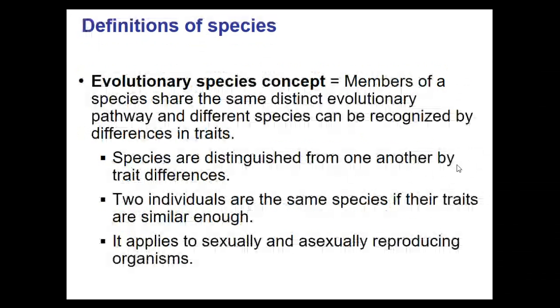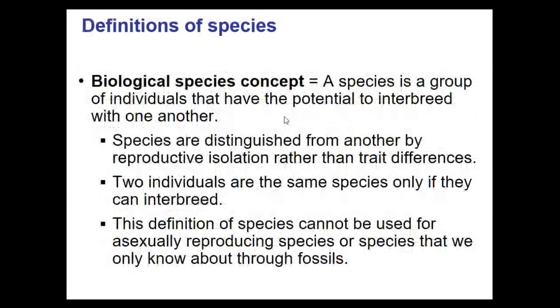We'll start with this one first. It's called the biological species concept or definition. If you ask a bunch of biologists, what's the definition of a species? This is the answer you get from most of them: a group of individuals that have the potential to interbreed with one another. So if two individuals can interbreed, then we say they're the same species, according to this definition.